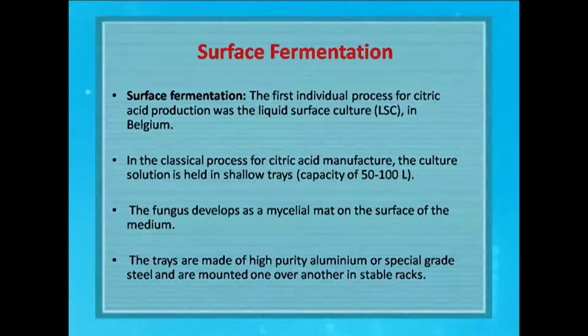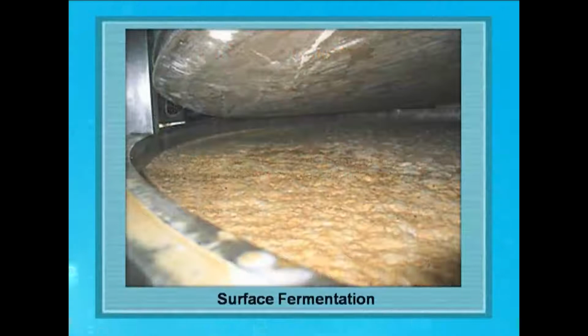And in this particular case, they are using a specialized tray or specialized container with a large surface area. So organisms can grow in multiple layers and utilize air and at the same time can produce the fermented product below. This is the typical container where the surface fermentation is carried out to produce citric acid.